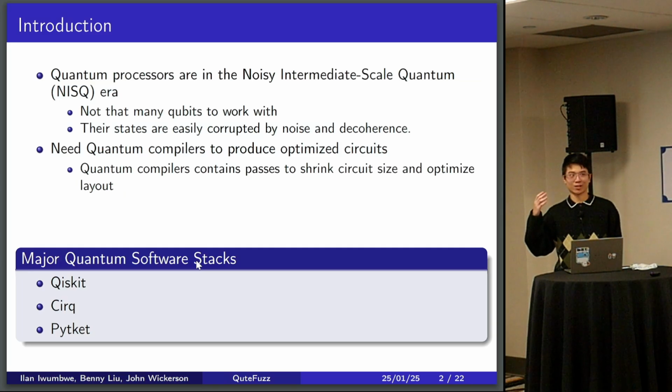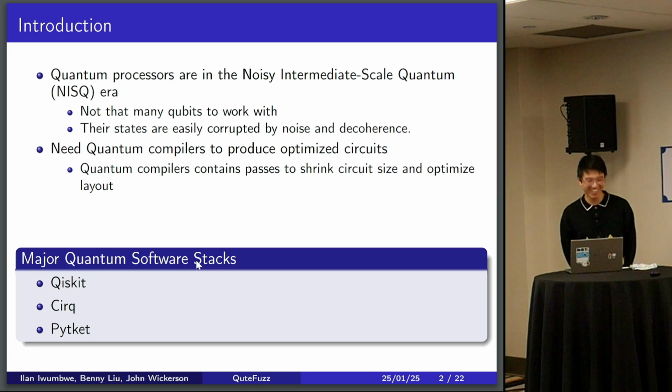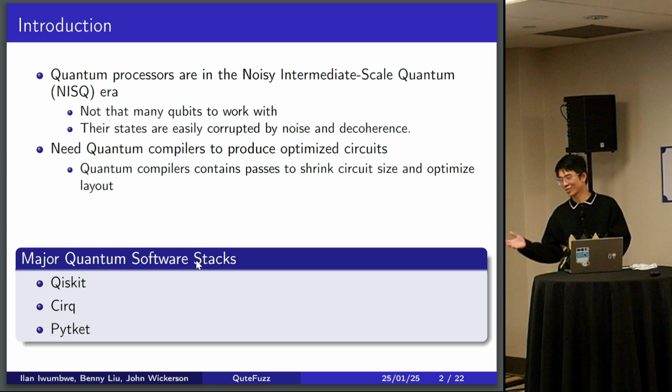Before I explain how QuteFuzz works, maybe I'll give you a bit of an introduction. We are currently in the NISQ era, and oh well, not so much now given the previous talks, but at the time of writing, we have limited logical qubits to work with, and their states are quite error prone. Therefore, we need these quantum compilers to produce optimized circuits, shrink down the size, and optimize layouts. Quantum compilers are used in Qiskit, Cirq, and PyTicket, which are major quantum software stacks.